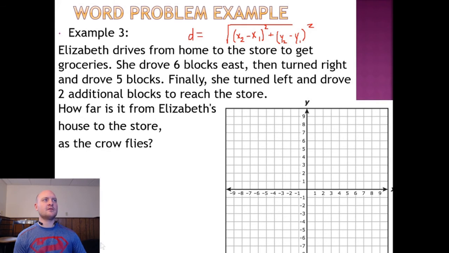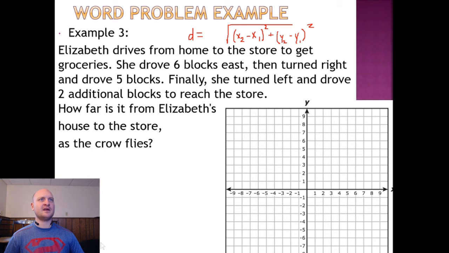For our third and final example of this particular set of notes, we get a word problem. Elizabeth drives from home to the store to get groceries. She drove 6 blocks east, then turned right and drove 5 blocks. Finally, she turned left and drove 2 additional blocks to reach the store. How far is it from Elizabeth's house to the store?